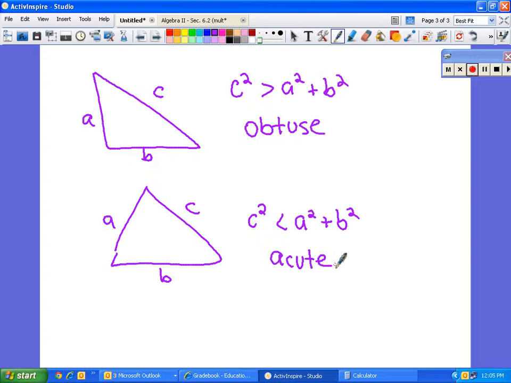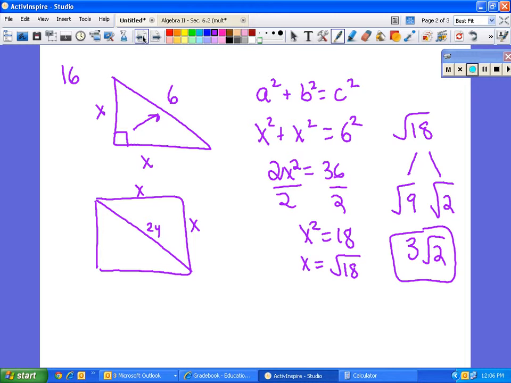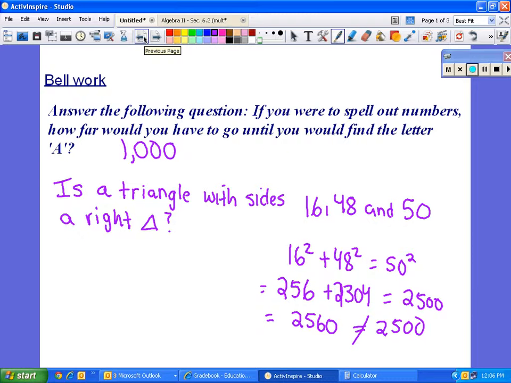Okay, and what you're going to be asked to do is you're going to be given the three sides of a triangle. Yesterday we just asked the question, is it a right triangle? And in today's bell work, we asked, is it a right triangle? So now, let's go back to the bell work. We know it's not a right triangle, so let's see whether it's an obtuse triangle or an acute triangle. What do we see? We want to know 16, 48, and 50.